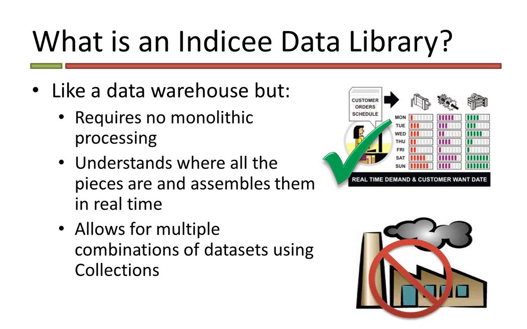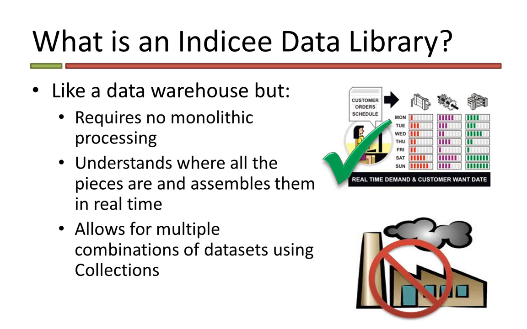So an Indicee data library is made up of sort of snap together pieces, composable BI, composable business intelligence. It doesn't require monolithic processing like most typical traditional data warehouses do. If we change things, if we add data, if we update that warehouse, very often with other technologies, you have to sort of offline this stuff, process overnight, recalculate, reinvent, whatever it might be. With Indicee, you don't have to do that.